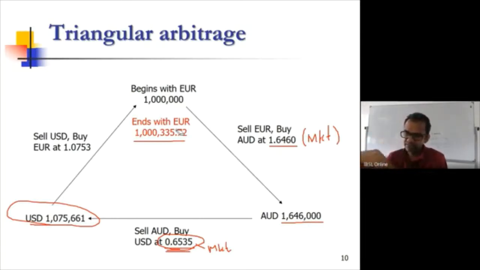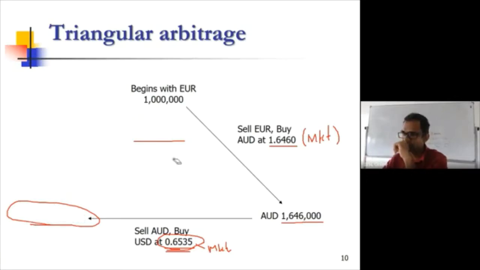And remember here, for simplicity, I didn't assume any bid ask. In the market, yes, you have to consider bid ask prices. At what rate you can sell euro to buy AUD, then at what rate you can sell these AUD to buy dollars, then at what rate you can sell these dollars to buy euros. You have to put all those things in, then you get the correct figure.